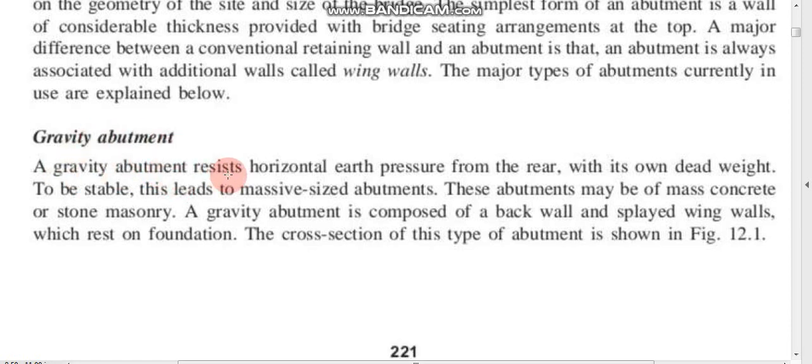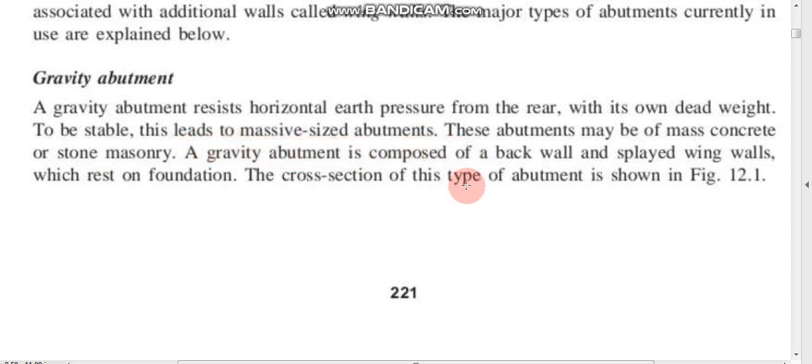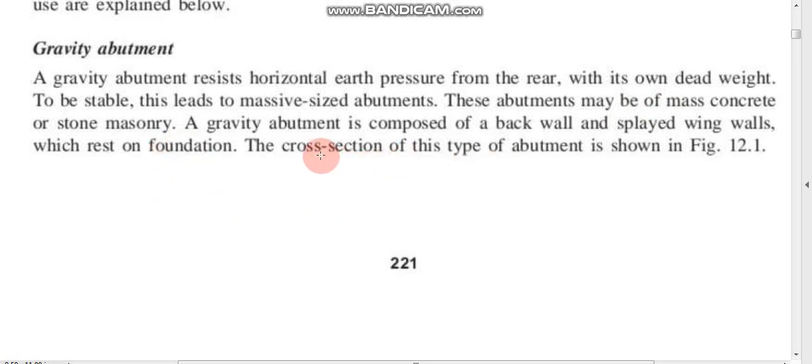The main types of abutments: the first one is the gravity abutment. The gravity abutment resists horizontal earth pressure from the rear with its own dead weight. To be stable, this leads to massive size abutments. These abutments may be of mass concrete or stone masonry. The gravity abutment is composed of a back wall and splayed wing walls.